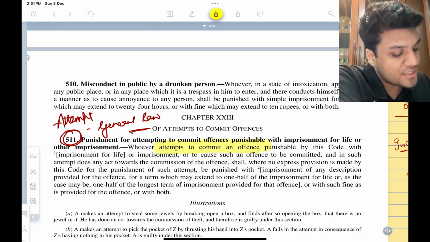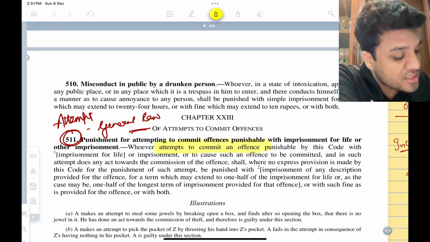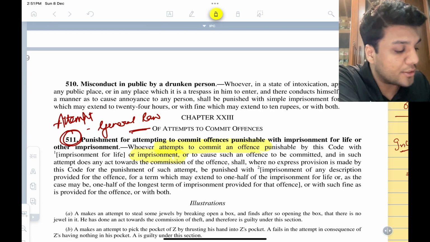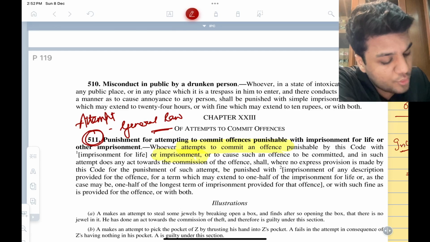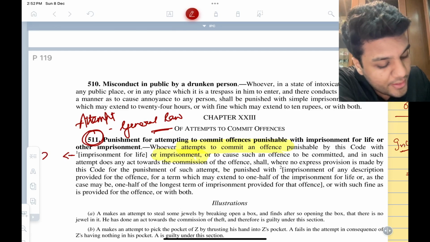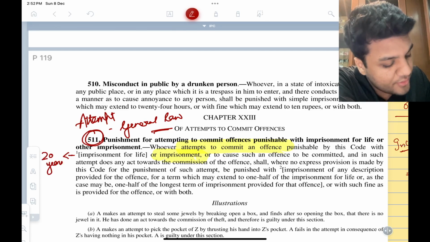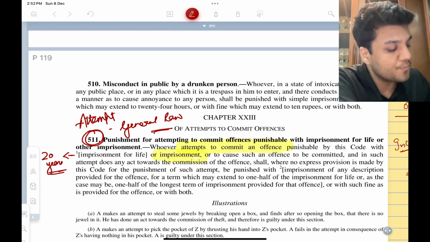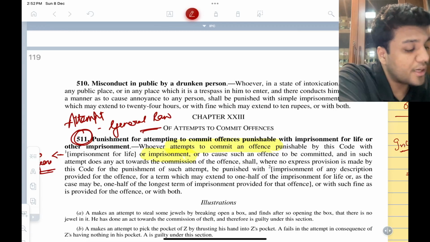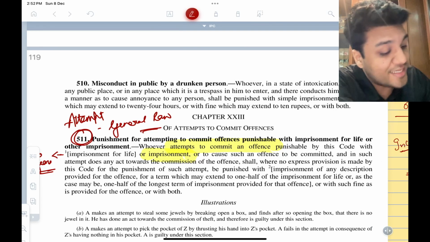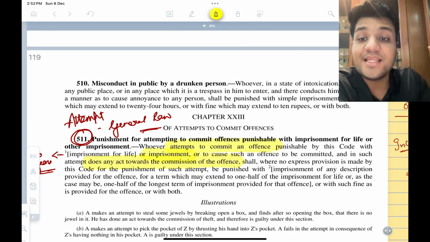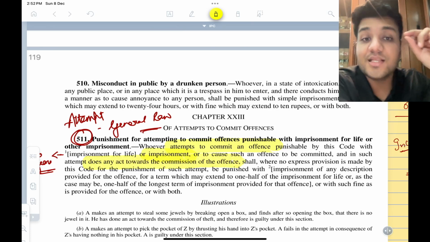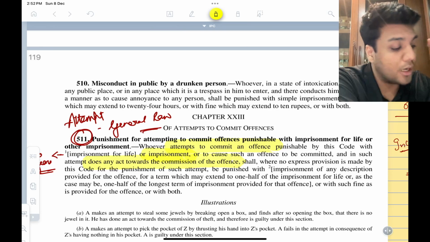So punishable by this code with imprisonment for life or imprisonment, any imprisonment for that matter, right? We also know that if it's imprisonment for life, it's deemed to be 20 years, right? This will be relevant in the later part of the section we will discuss. Or to cause such an offense to be committed, and in such attempt does any act towards the commission of the offense. Does any act towards the commission of the offense. This becomes important and I'll just discuss how.